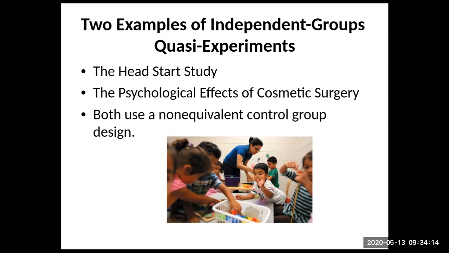Either way, that gives you two non-equivalent groups. You have women who did get plastic surgery and women who did not get plastic surgery. And again, you can't randomly assign them. So that makes it a quasi-experimental group. Both of these use a non-equivalent control group design. With the Head Start study, we're going to talk about a post-test only. With the cosmetic surgery, it's a pre-test, post-test. And I will point out exactly why.